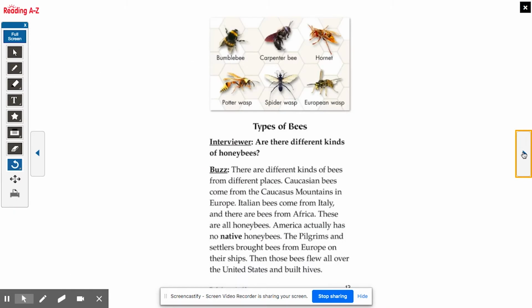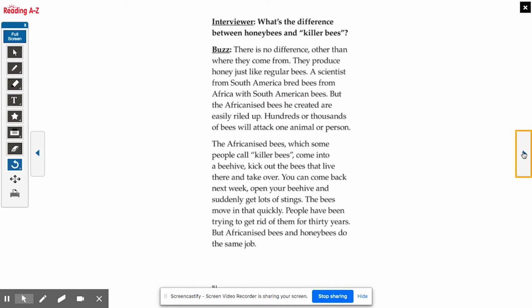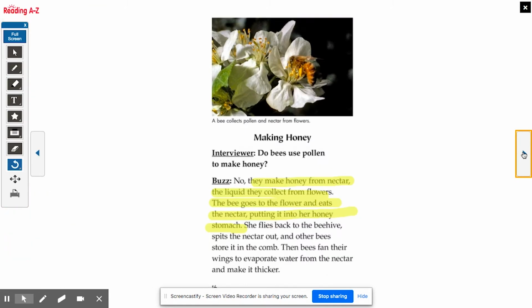This section talks about types of bees. This one talks about the difference between honeybees and killer bees. This one talks about stingers. And the last section talks about making honey. Notice that this one had something to do with pollen and nectar. And since it's one of the key words, I took the time to highlight it. That's going to help me in my writing later.